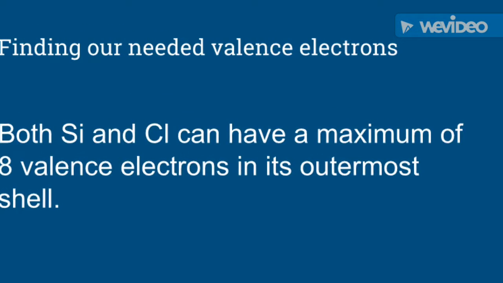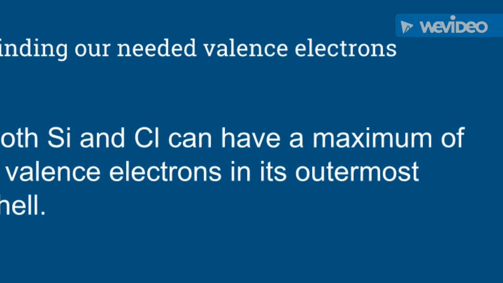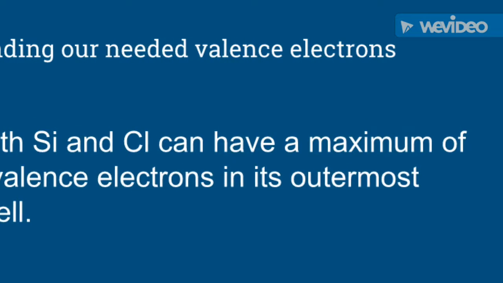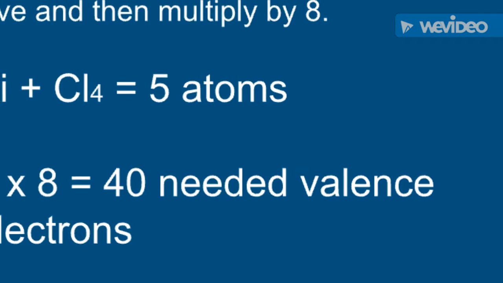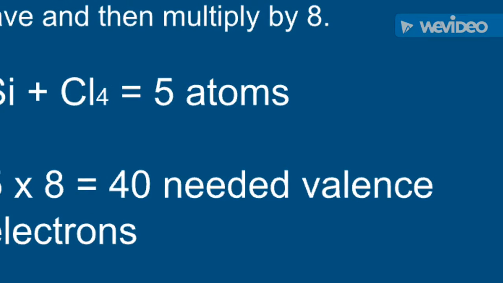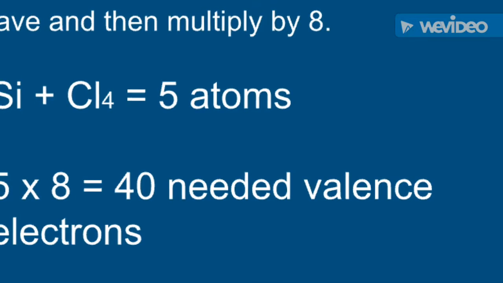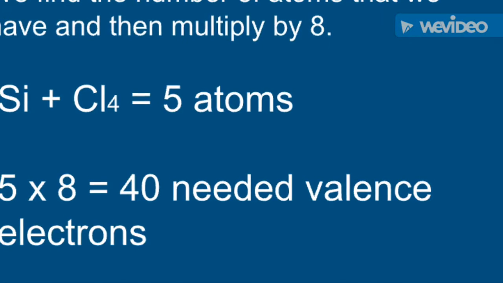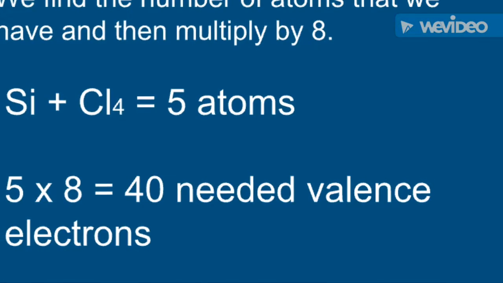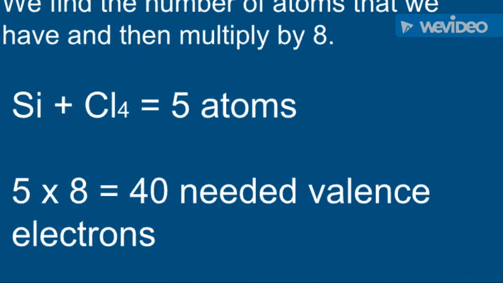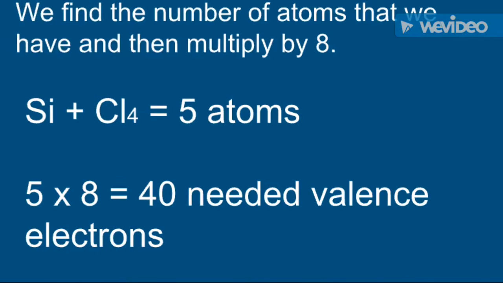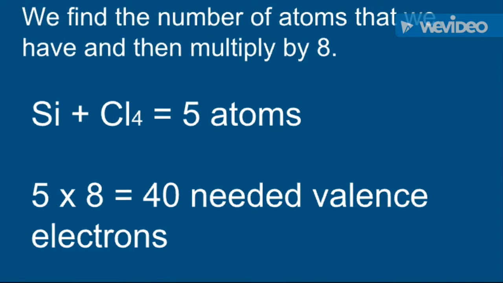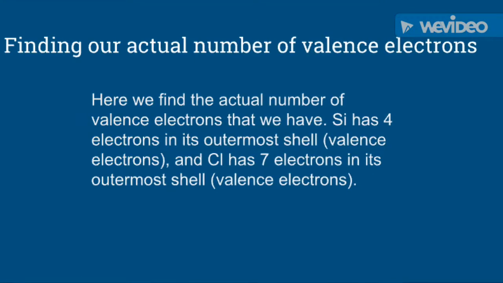Finding our needed valence electrons, both silicon and chlorine can hold up a maximum of 8 valence electrons in their outermost shell. We find the number of atoms that we have and then we multiply it by 8. We have 1 silicon atom and 4 chlorine atoms. So in total we have 5 atoms. We're going to multiply all those by 8 and then we're going to find out that we can hold up a maximum of 40 valence electrons within our compound.